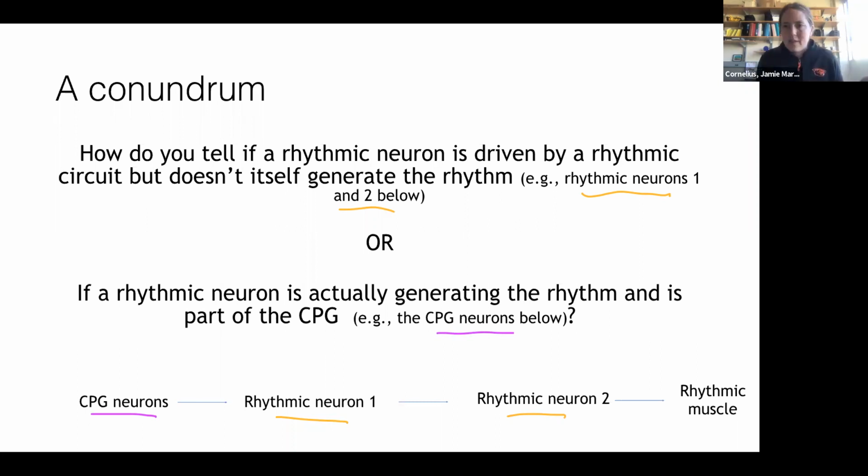So if you're just investigating this and you put an electrode into a neuron and it shows rhythmicity, how do you know if it's a part of the CPG or if it's just in a chain that's driven by the CPG? And so it's showing rhythmicity.